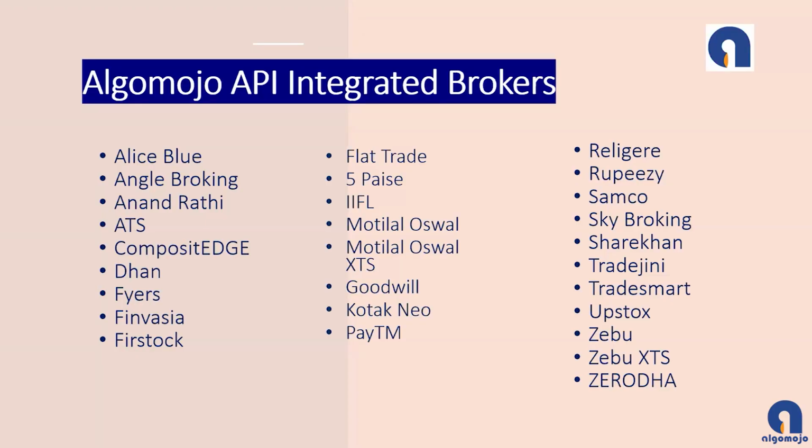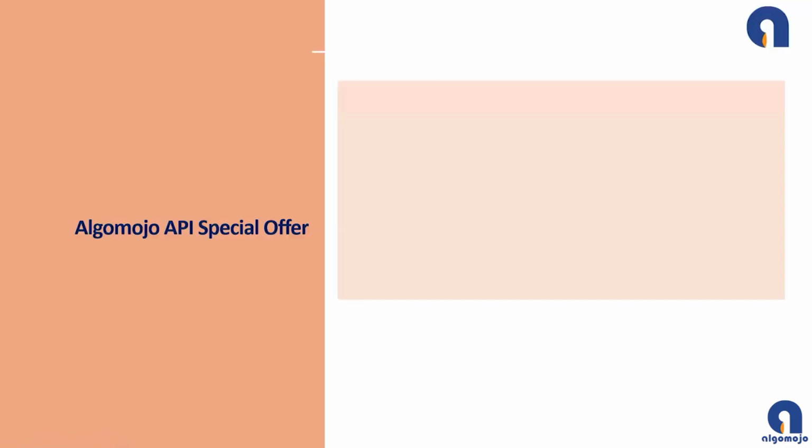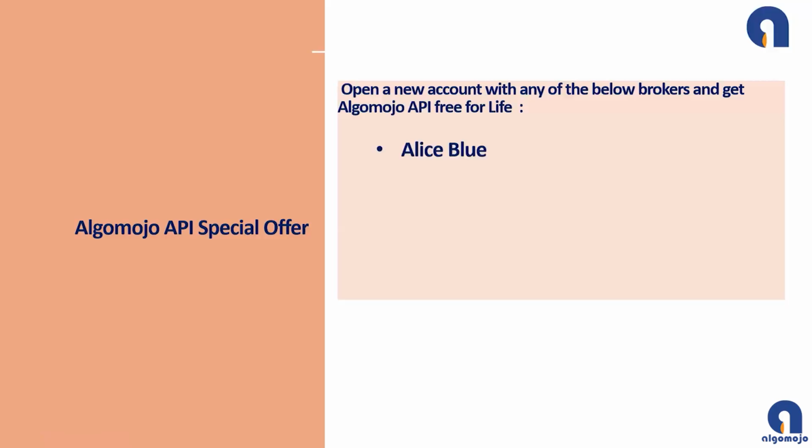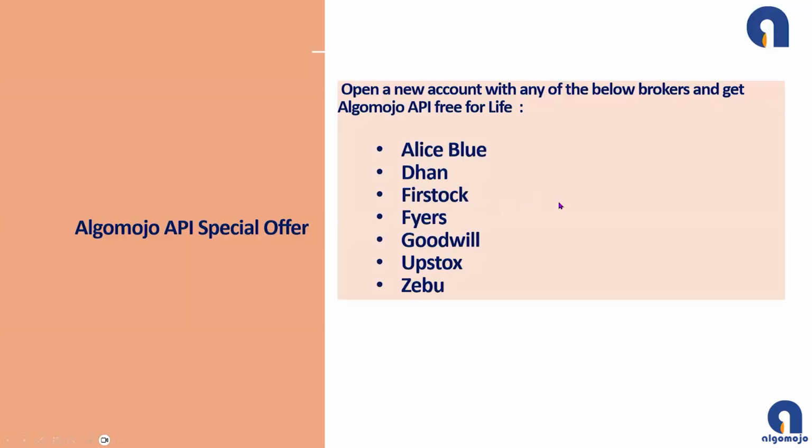And in case we have a special offer also, in case you open a new account with any of these 7 brokers like Alliance Blue, Dun, First Stock, Fires, Goodwill, Upstock, and Zebu, you get the Algomojo platform APIs free of cost for life. So, whatever features and facilities that we have currently and going forward, all those will be made available free of cost if you open a new account.